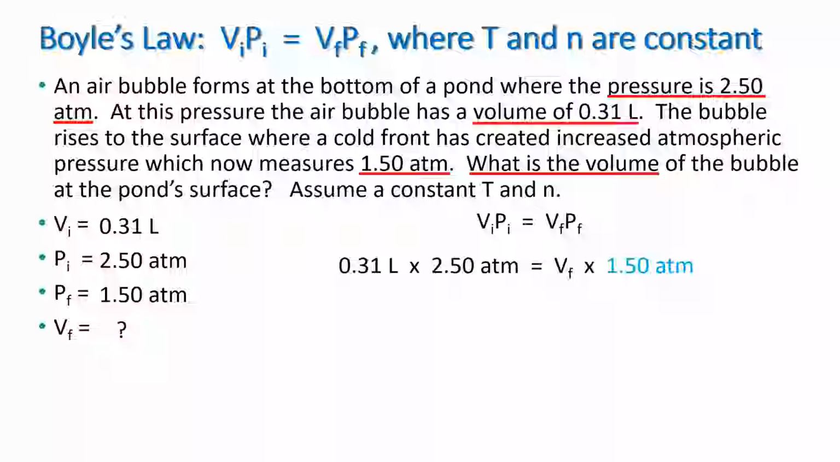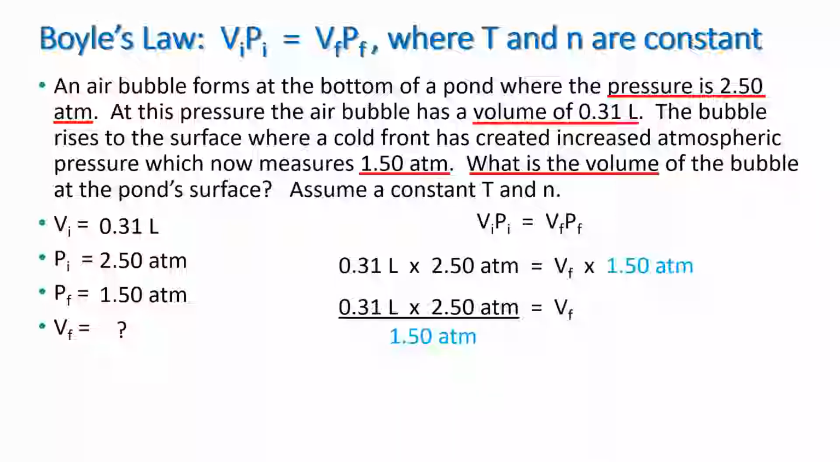Now our unknown is the final volume, VF, and what you want to do is isolate that. We want to move all the numbers to one side of the equation and leave that unknown by itself on the other side of the equation. And in order to do that, I'm going to divide both sides of this equation by 1.5 atmospheres. And when I divide the right side of the equation by 1.5 atmospheres, it will cancel out on this side. But on the left side of the equation, it will appear in the denominator because remember, I'm dividing by this number. So let's do that now.